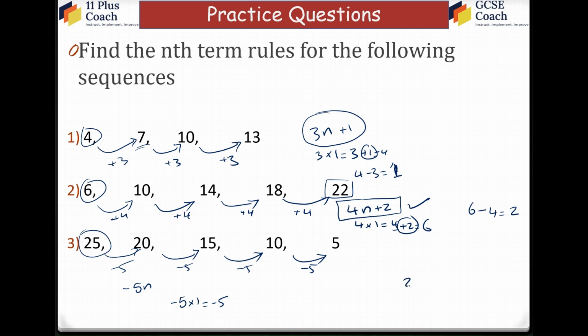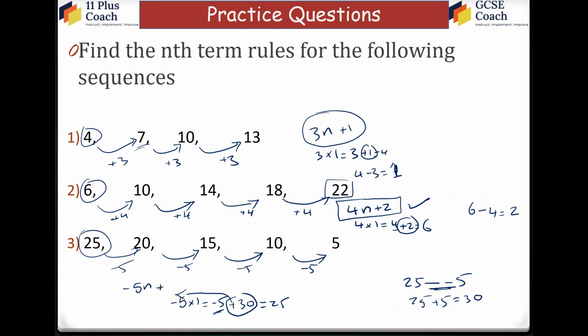So I do 25 take away, always take away whatever you got. I got it to be minus 5. So 25 take away negative 5. Remember, two negatives make a plus when they're next to each other. So 25 take away a minus 5, taking away a minus is the same as adding. 25 plus 5 equals 30. That means the additional part is add 30, which will give me 25 in this case. So add 30 is what I need to add to the nth term part.